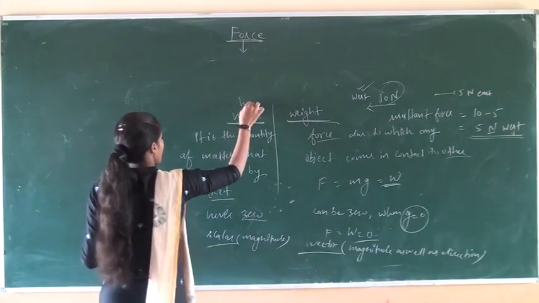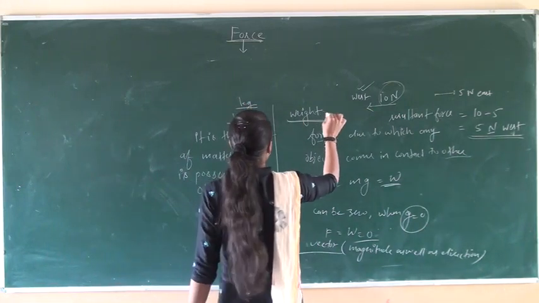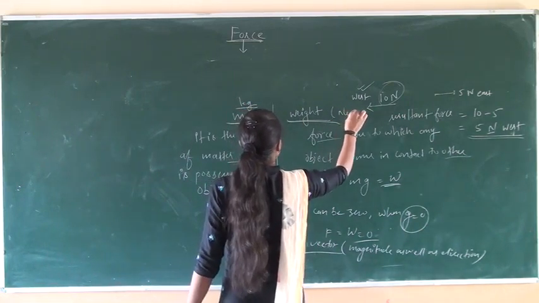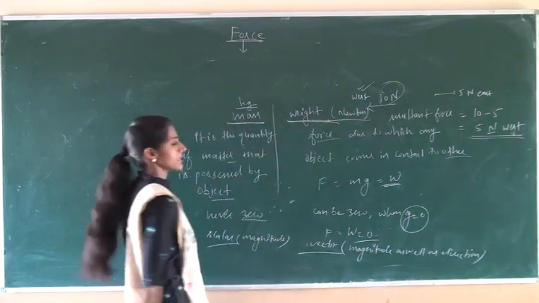Also, the unit of mass in the standard system is kg and the unit of weight in the standard system is Newton. Newton is the SI unit.